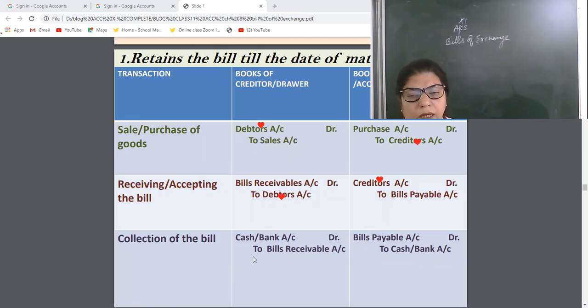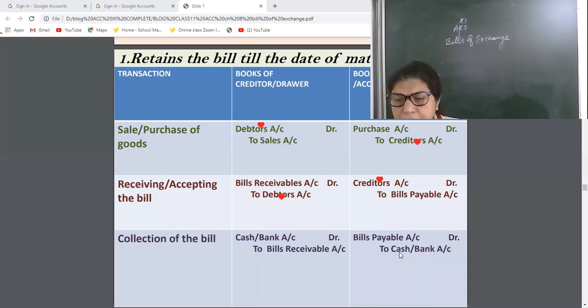Okay? Now see, collection of bill. Cash comes in and bills receivable is the payment. Clear? Now, for the drawee, bills payable account debit to cash. See, this bills payable was credited earlier, now debited, and payment is made by cash or bank. Now, what will be the narration? Payment made on maturity. See, retain the bill till the date of maturity. So what will you write? Bills payable account debit to cash or to bank. See, it's my suggestion to you: in the old books, that is written cash.